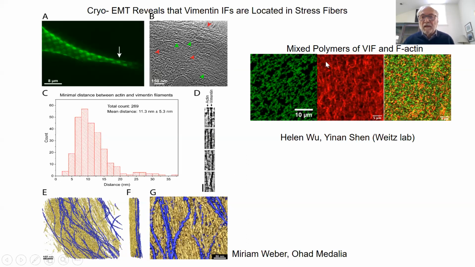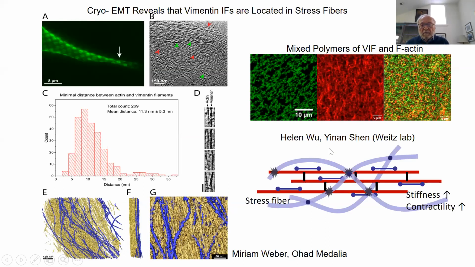And then I should mention this, and again, we don't have time to go into all the details, but it's being worked on now, and papers are in the works with the members of Dave Waits' lab, Helen Wu and Yinan Shen, on mixing Vimentin and actin. Yinan actually has even managed to make mixed polymers of Vimentin, actin, and microtubules to begin to look at the properties of these mixed or composite polymers in vitro and measure their mechanical and physical properties.